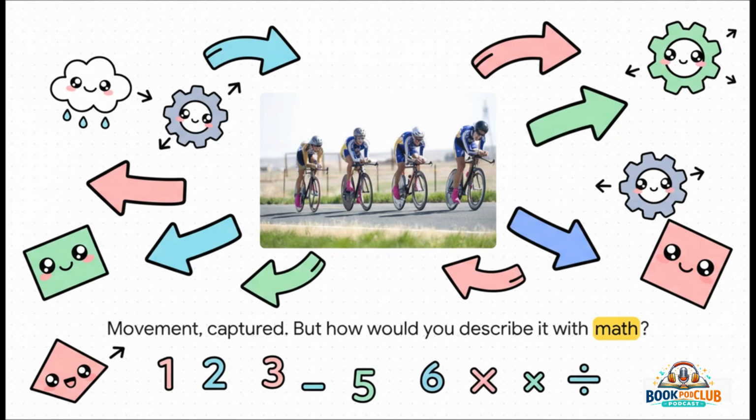Just look at this. Movement, right? It's literally everywhere, all the time. But here's a question for you. How would you describe that motion? Not with words, but with math. How do you actually capture both the speed and the direction of something in one single clean idea?